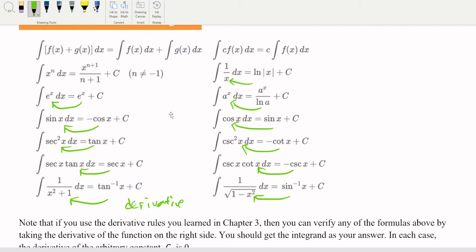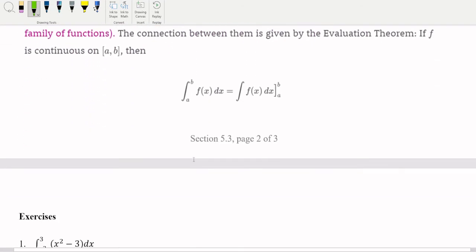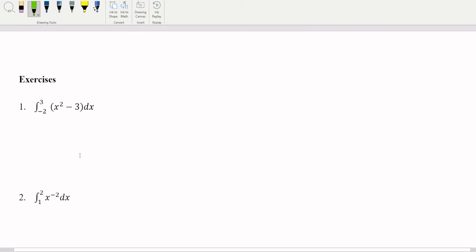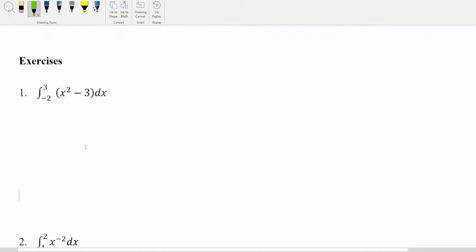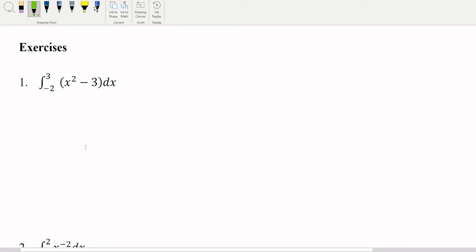Summarizing, I know it's a lot. That's just the list of integrals we have at our use now. So let's try some. And we're going to give ourselves a little space here, and maybe we'll zoom in a little bit more too. Okay, so example 1, we've got the integral from -2 to 3 of x squared minus 3.